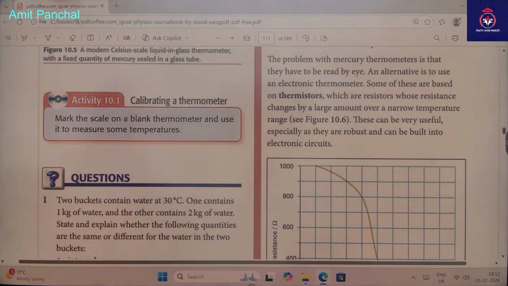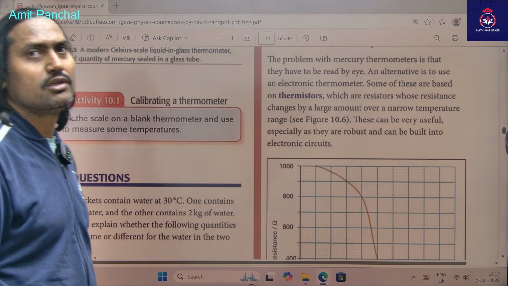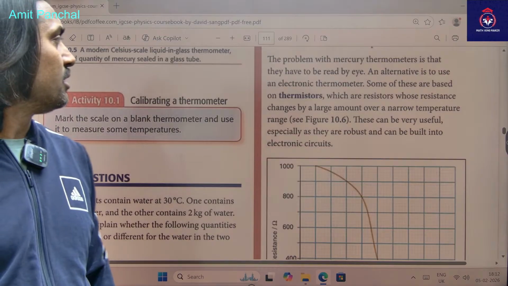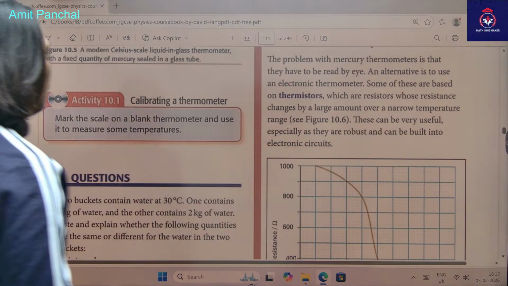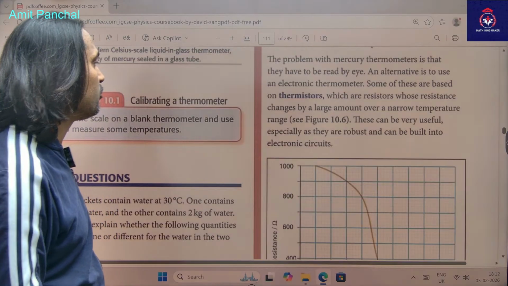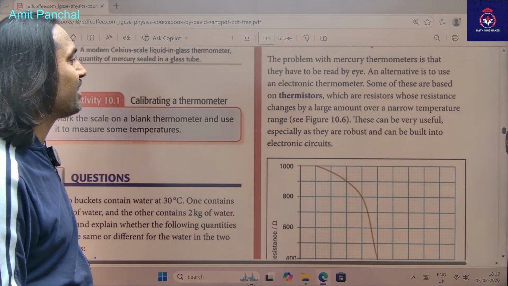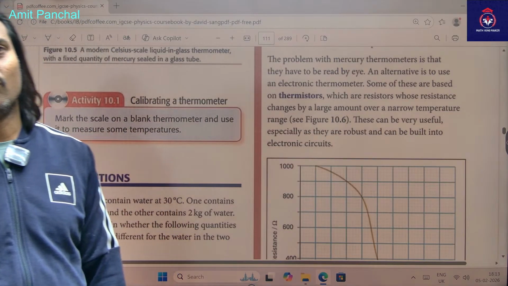An alternative is to use an electronic thermometer. Some of these are based on thermistors. Thermistors we have studied in the previous class, which are resistors whose resistance changes by a large amount over a narrow temperature range. These can be very useful, especially as they are robust and can be built into electronic circuits.